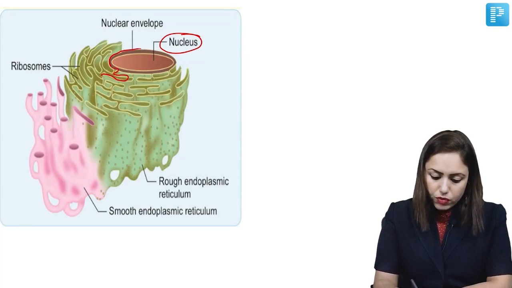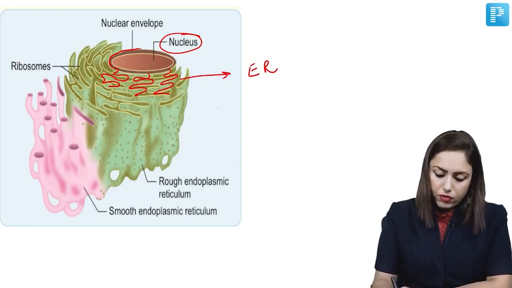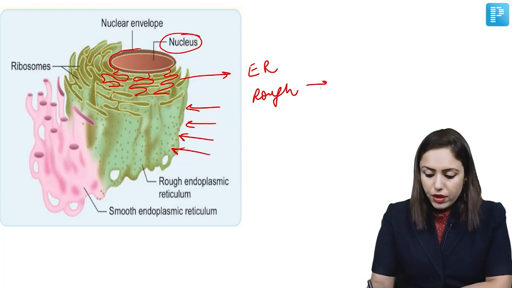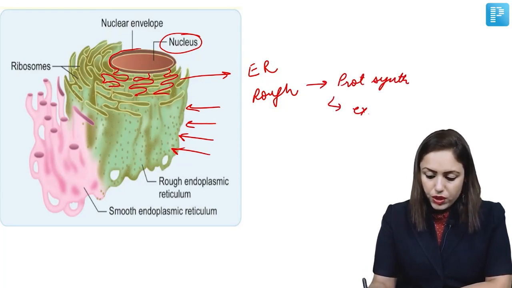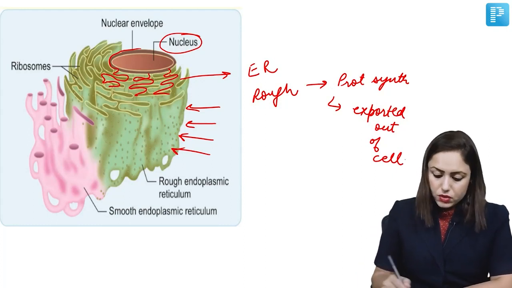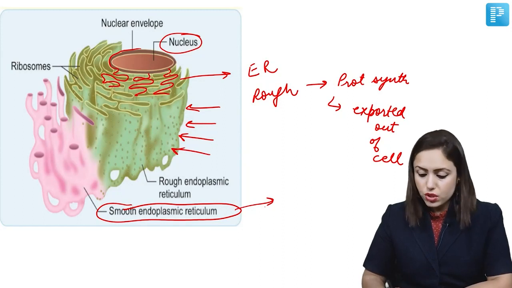So the continuation of nuclear envelope is endoplasmic reticulum. When we have so many ribosomes attached, it is rough endoplasmic reticulum where protein synthesis occurs, proteins which are to be exported out of the cell, right? Then smooth endoplasmic reticulum where no ribosomes are attached.